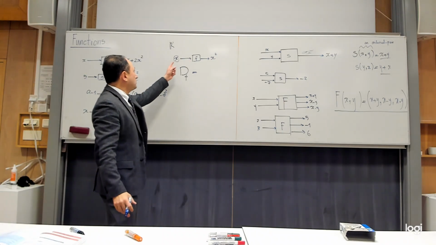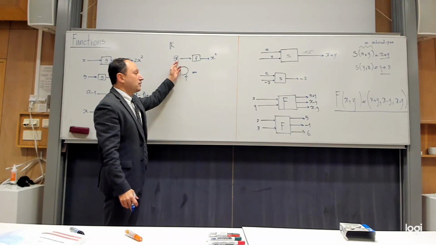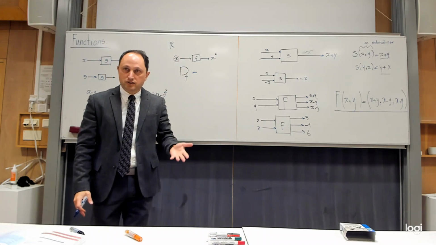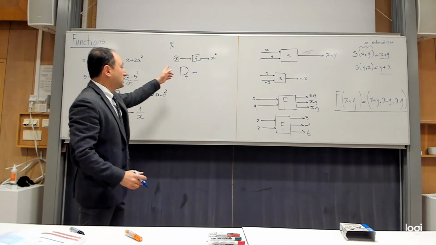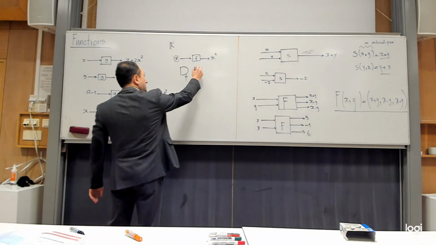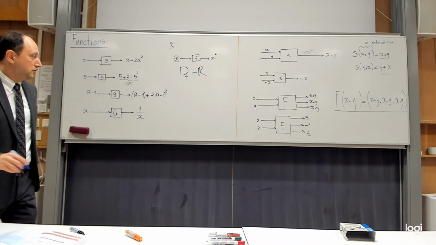For example, can I put 1 to this function? Can I feed this function with 1? Yes. Can I feed this function with square root of 2? Yes. Can I feed this function with 3 over 5? Yes. What is the set of all possible numbers that I can feed this function with? The set of real numbers. So that is called a domain. That is called the domain of my function.